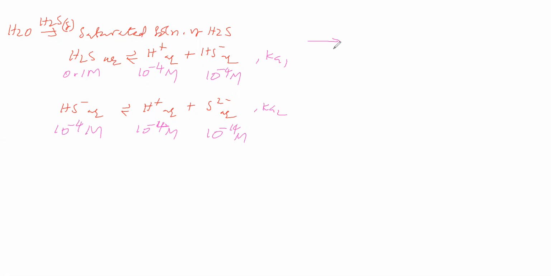Now, let us add some amount of H plus ions, for example 0.1 molar aqueous HCl solution, into this system. So we added 0.1 molar aqueous solution of HCl. What will happen to the system? That we will see.